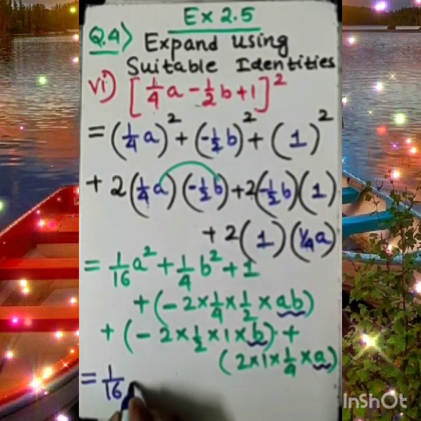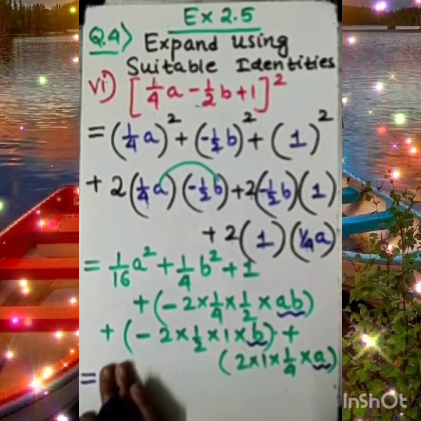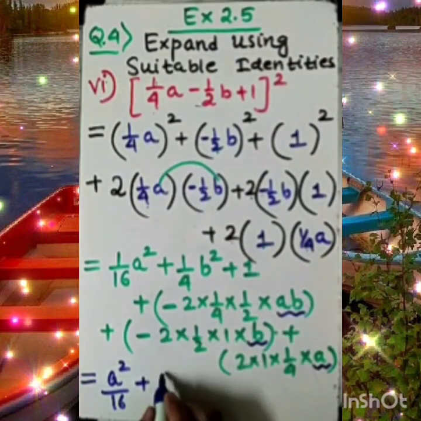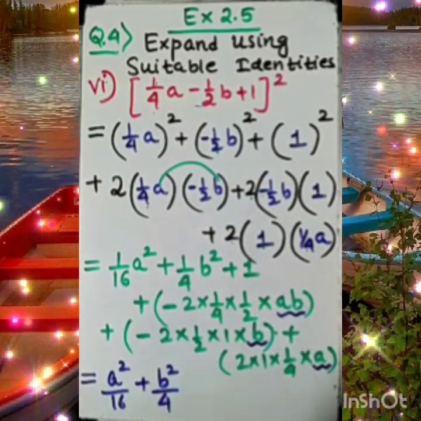First three terms remain same. So simply I should write 1 upon 16 a square can be written as a square upon 16. Same thing I can write here b square upon 4. b square I am writing in numerator. If you want to write the same way, then also correct. No issue. Plus 1 is also there. Let it be. Now let's work out upon this, which is quite easy.